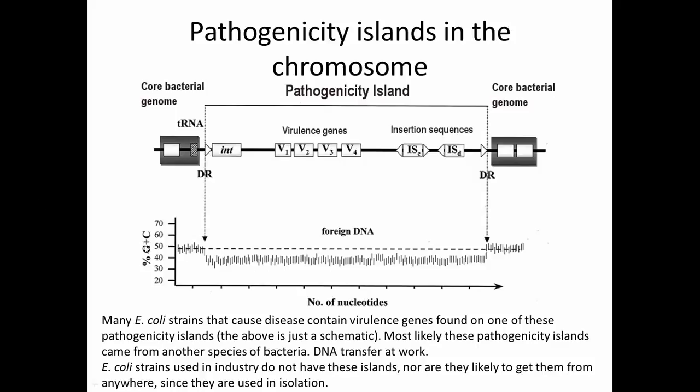So if we look at an E. coli chromosome, there's a certain percentage. And it's not actually 50%, it's around 37% or something like that. But a pathogenicity island, if we just look at that, has a different GC content. Maybe it's got a lower GC content than our E. coli genome, or maybe it's got a higher GC content. So we can tell that, hey, this is a big stretch of foreign DNA. And that foreign DNA contains all the virulence genes.